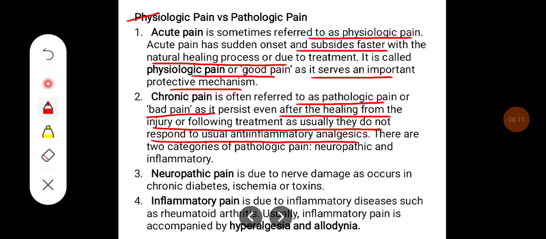usual anti-inflammatory analgesics. There are two categories of pathologic pain, that is neuropathic pain and inflammatory pain. The neuropathic pain is due to nerve damage as it occurs in chronic diabetes, ischemia, or because of toxins. And inflammatory pain is due to inflammatory diseases such as rheumatoid arthritis, and usually inflammatory pain is accompanied by hyperalgesia or allodynia.